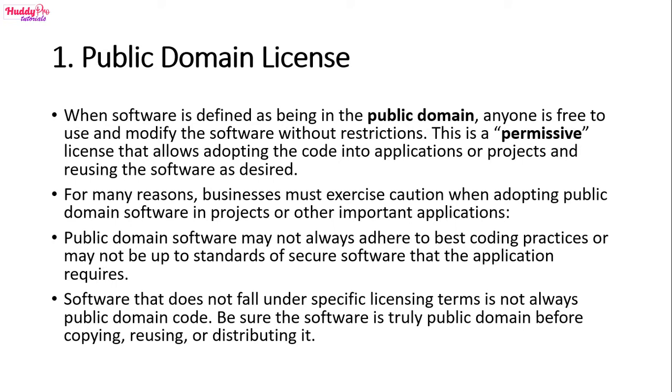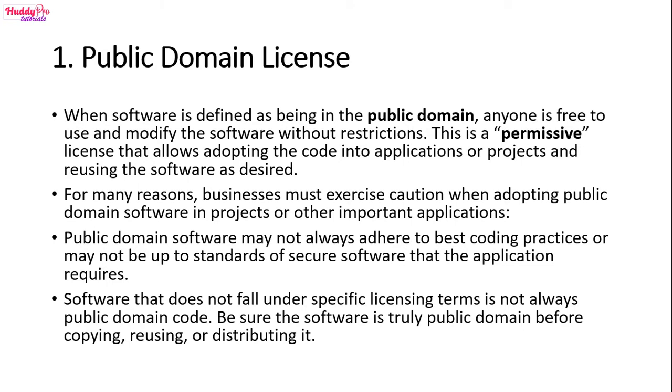Now let's discuss each type of license in a more detailed format. The public domain license is what we're going to begin with. Now, when software is defined as being part of the public domain, this means that anyone is free to use and modify the software without restrictions. And this free here, we don't mean free in terms of cost, free of charge. No. But as in freedom, you have the freedom to modify the software without restrictions.